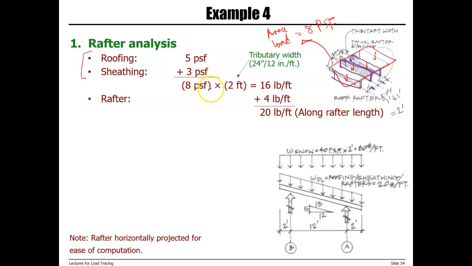Then we multiply area load by tributary width, and we have 16 PLF on a rafter. Then we need to add dead load of rafter. So the total load on a rafter along the slope, so this is our rafter, and the total load on a rafter along the slope is 20 PLF.